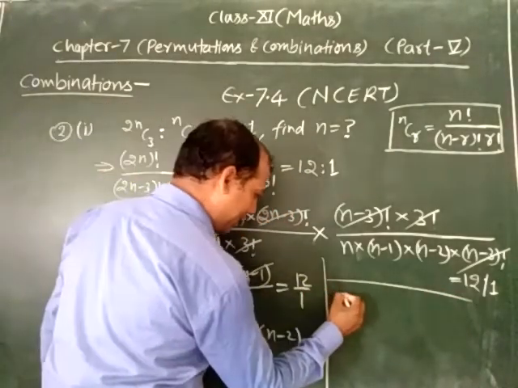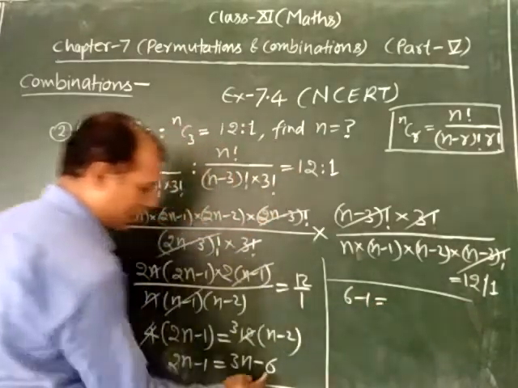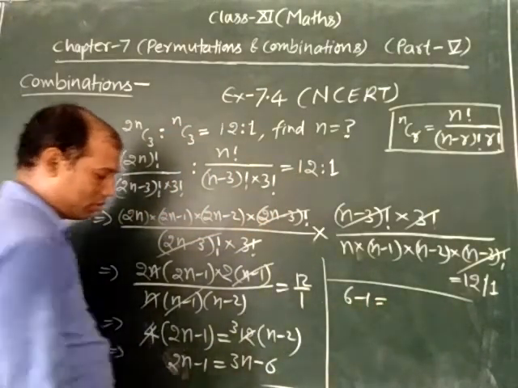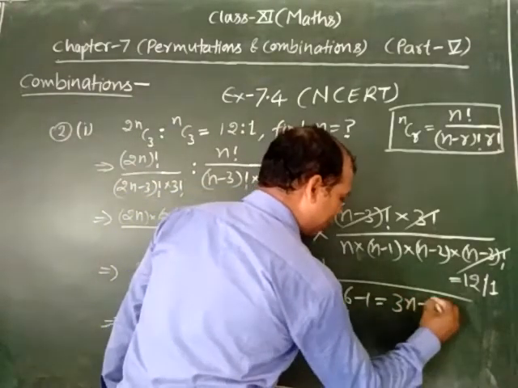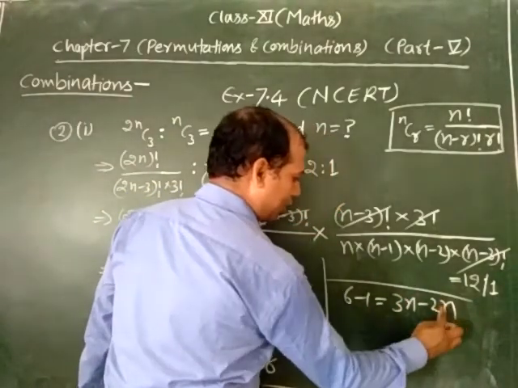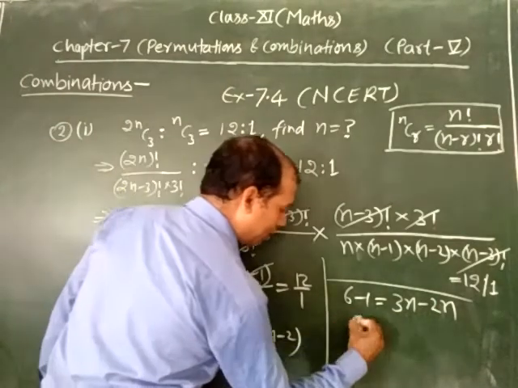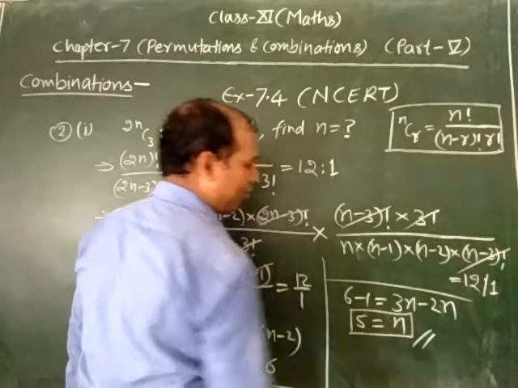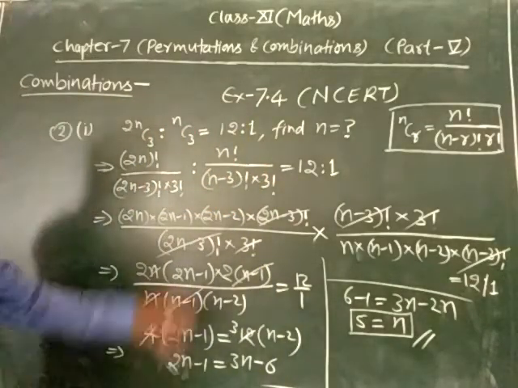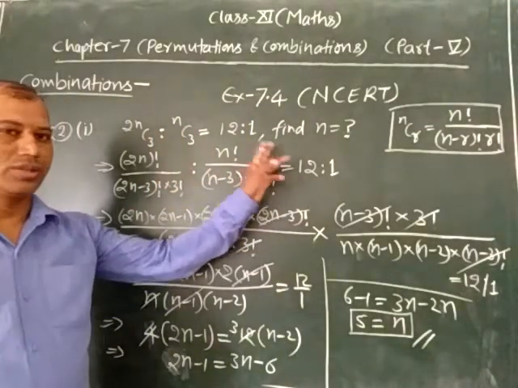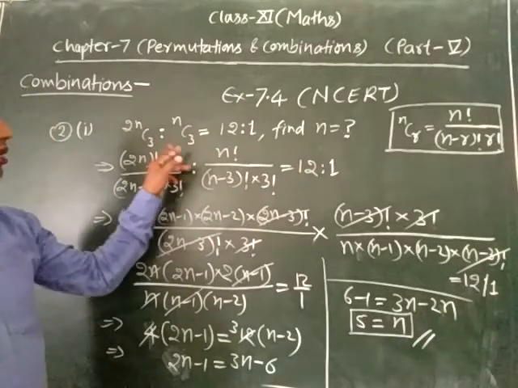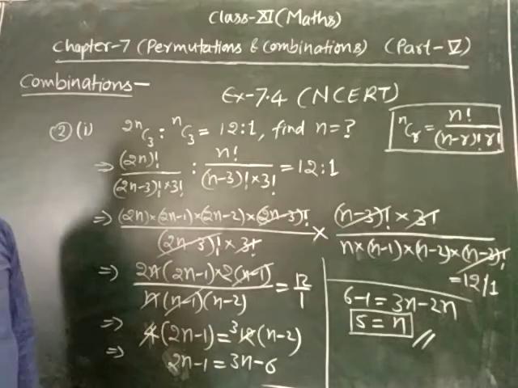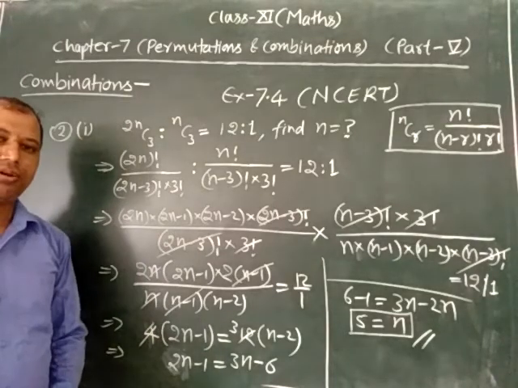Now we can find the value of n by simplifying this. So this can be written as 6 minus 1 equal to, minus 6 is transposed to the left side and 2n is transposed to the right side. This is equal to 3n minus 2n. Now 6 minus 1 equal to 5, and this is equal to n. This is the value of n which we have to find. This is the solution for this question. Now the second part can also be solved in a similar manner, so that part is for your practice.